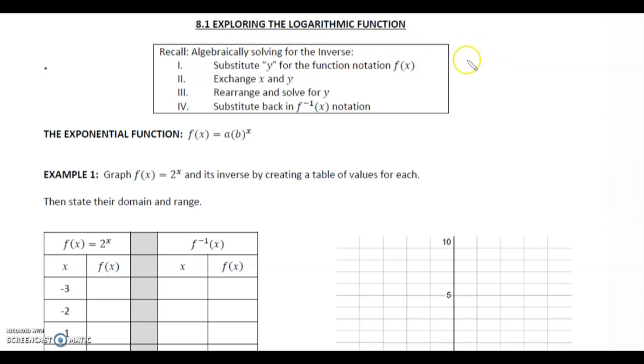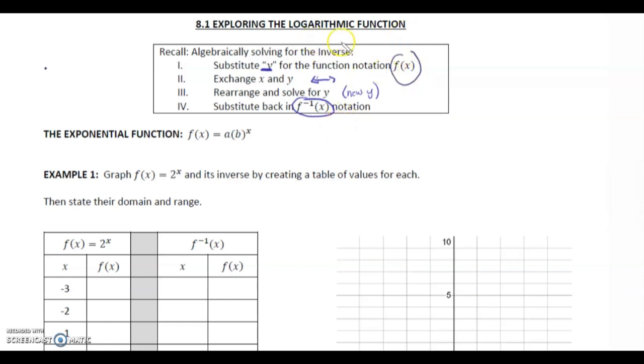If we have a function written in f of x notation, what we're going to first do is sub in a y for that. We're going to change the notation. Then we're going to exchange the x and the y. We're going to rearrange and solve for our new y, and then we're basically done. And all we do is we sub back in the f inverse of x notation.